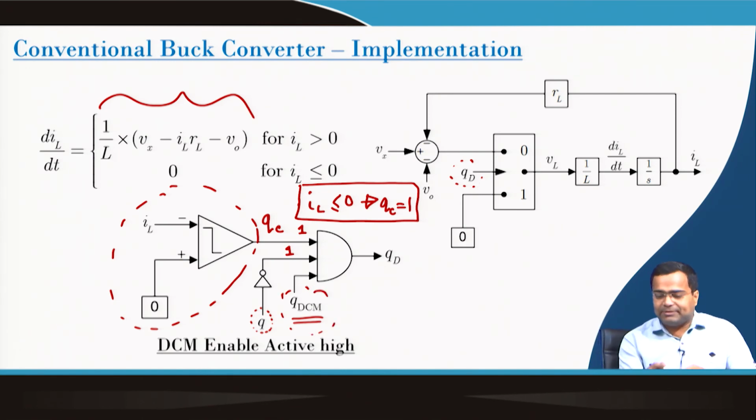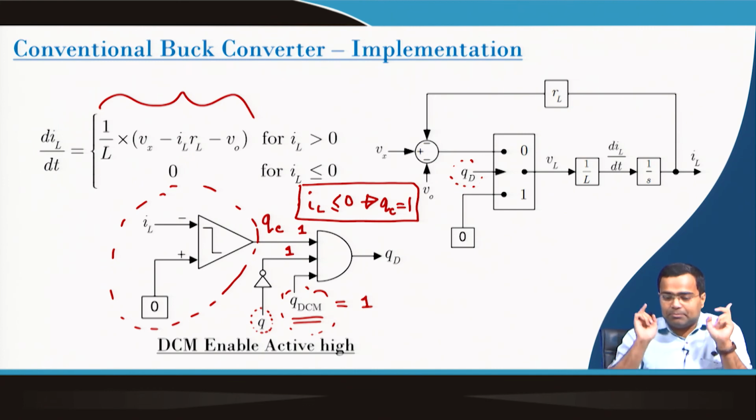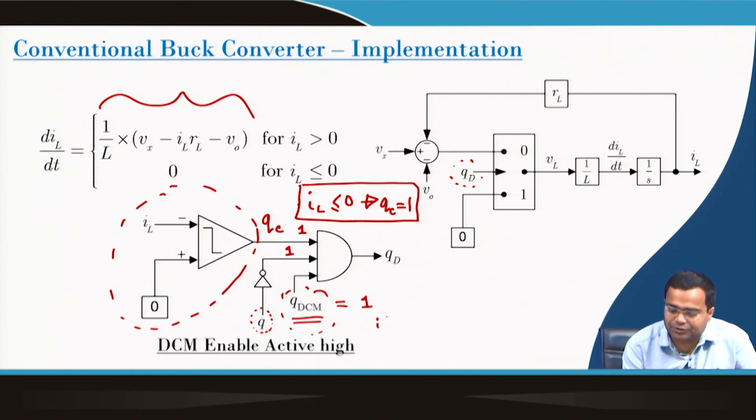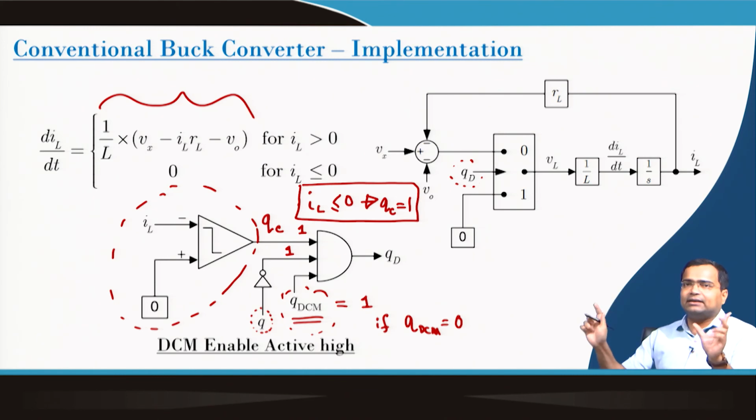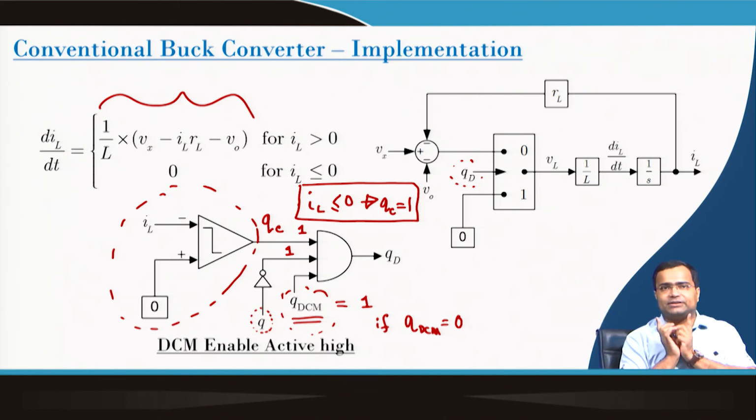If Q DCM is set to 1, then only DCM operation is possible. But if Q DCM is set to 0, whatever DCM condition is detected, you will not enable a DCM operation. That means, now we are using a MOSFET.